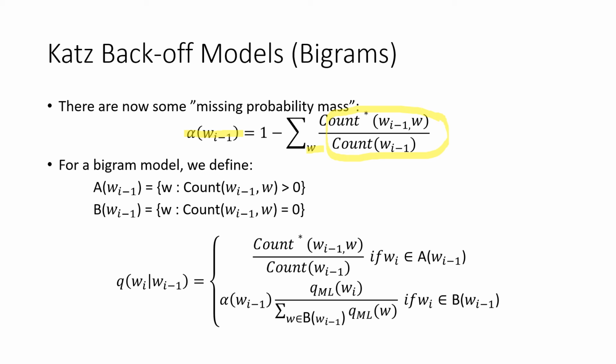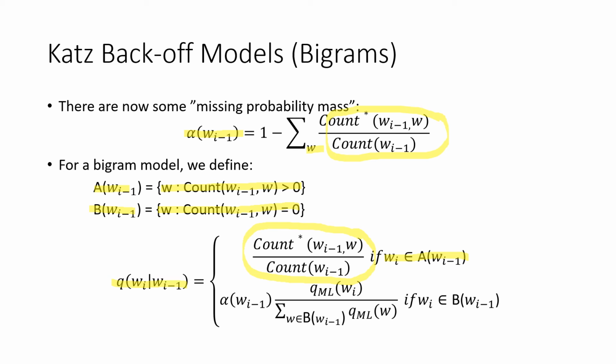And for a bigram model, let's define two sets. Set A, that is the set of all words that did appear in our training data set, and set B, the set of words that did not appear in our training data set. So our Q term for a bigram model will be, for the words that did appear in our training data set, those are the words from the set A, the maximum likelihood estimates with discounted number of bigrams.